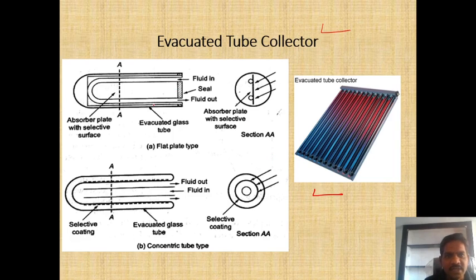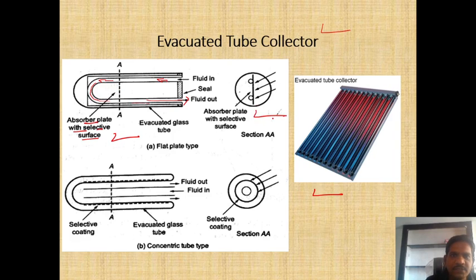If you consider this diagram also, guys, this is the diagram of the evacuated tube collectors. This is the fluid entering a tube. Okay, this fluid is circulated like that, and the fluid goes out, and this is the evacuated portion. This is the absorber plate with a selective surface. Because of this, a lot of radiation will be absorbed.